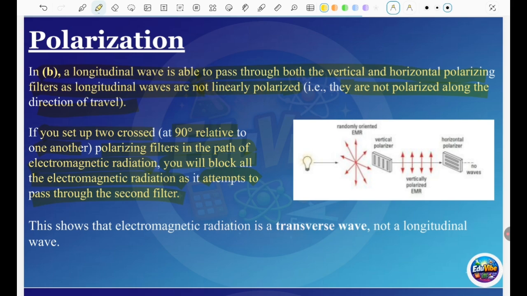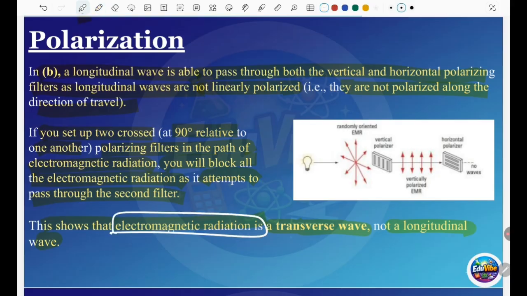So this shows that electromagnetic radiation is a transverse wave, not a longitudinal wave. That's the conclusion: electromagnetic radiation is a transverse wave, not a longitudinal wave anymore. So you just have to know that electromagnetic radiation is a transverse wave. That's all you have to know in this now.